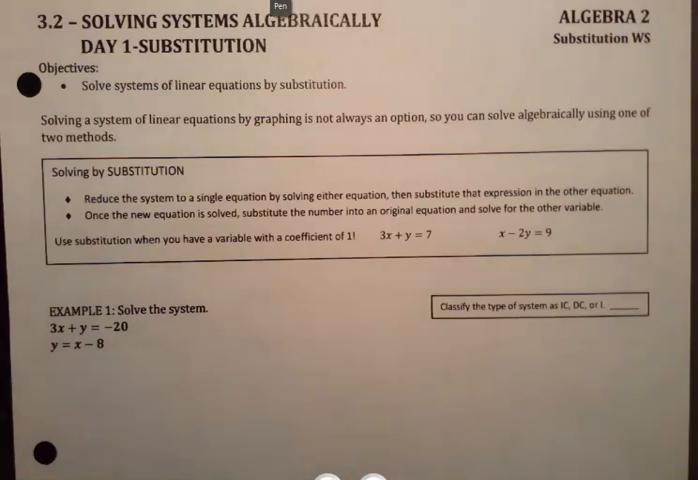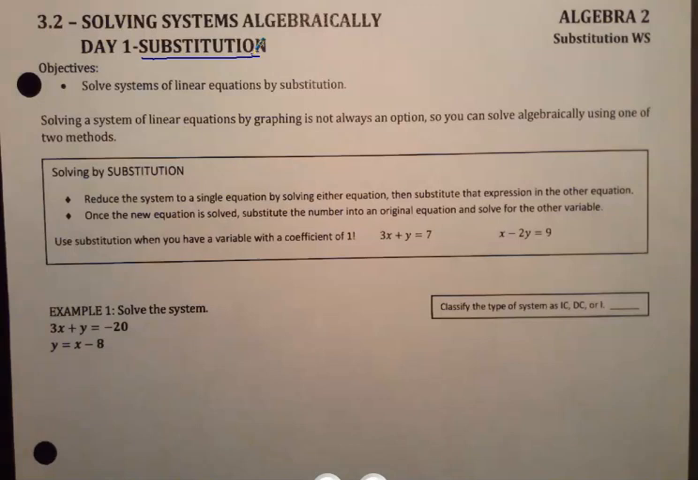All right, today in Algebra 2, we are doing 3.2, solving systems algebraically. I'm breaking this section down into 3 days. Today we're going to focus on substitution only, because there's a lot to understand with solving systems.